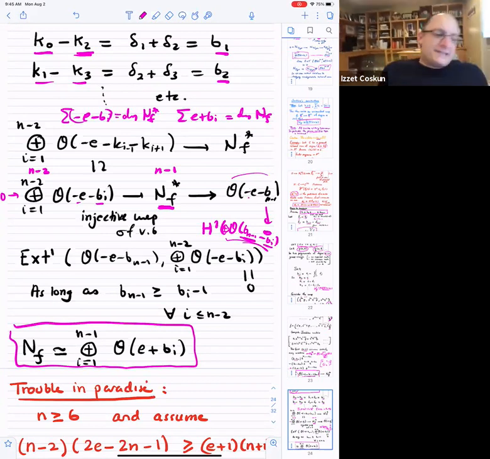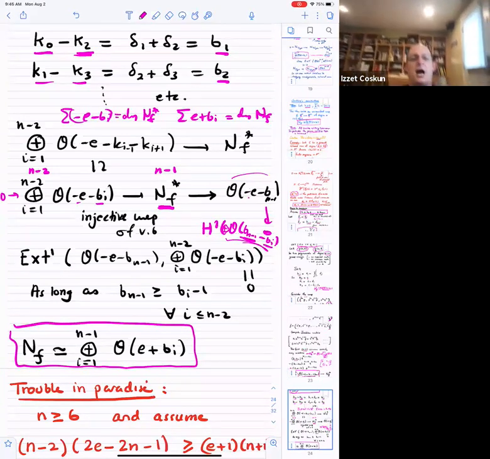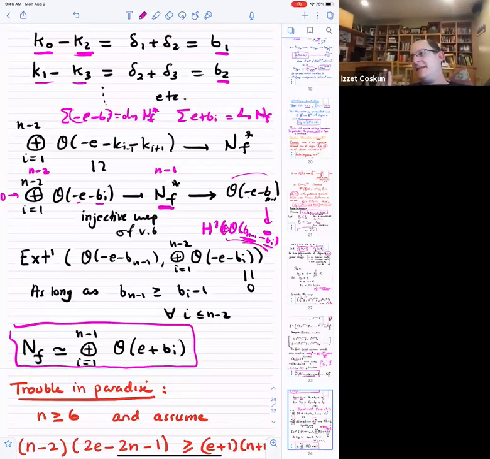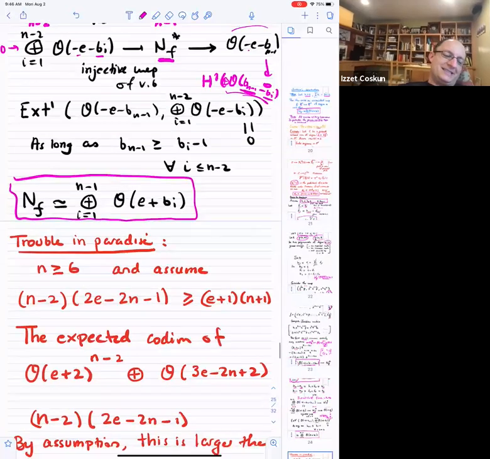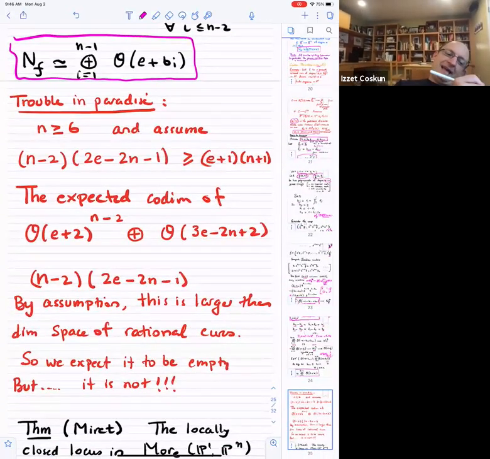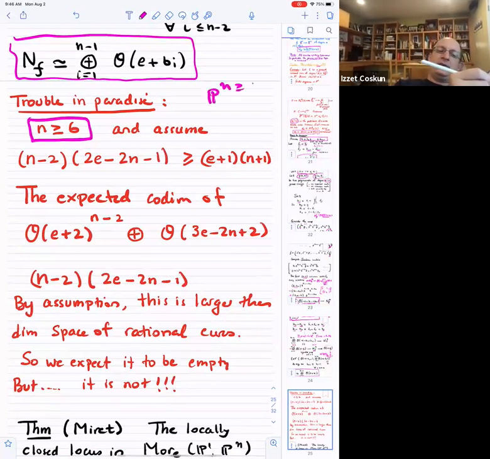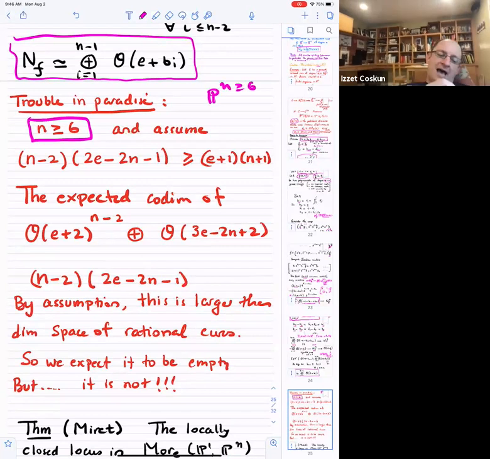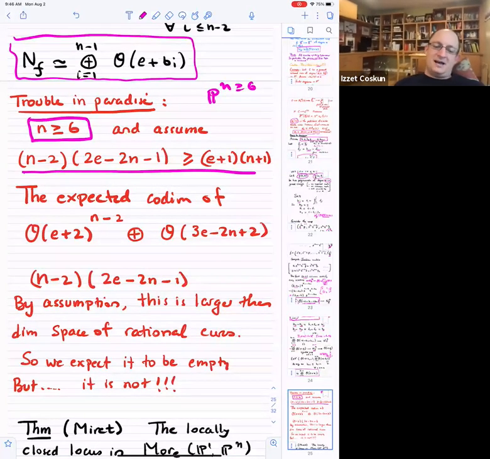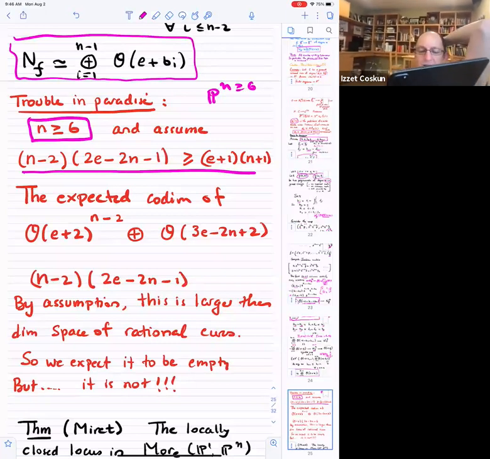All right. So this should already alert you that the geometry of the space of rational curves, even in projective space, is not that simple. I'll say this is trouble in paradise. Okay, so let me take that n is at least 6, so that I'm looking at rational curves in P^n where n is bigger than or equal to 6. And let me assume that this holds. This is some numerical thing, and you'll see why it's like this.